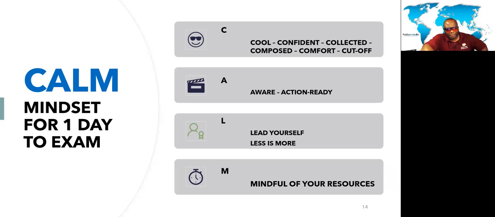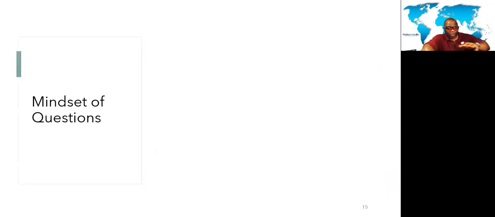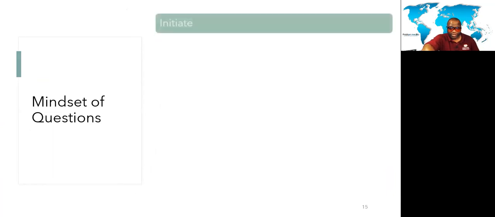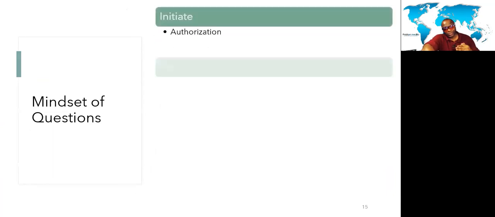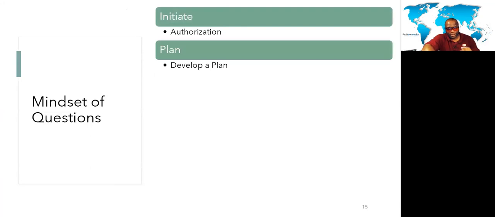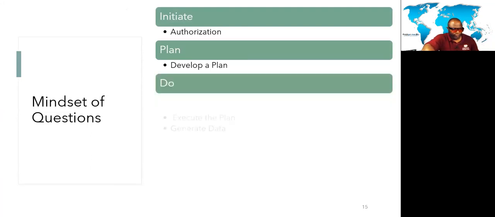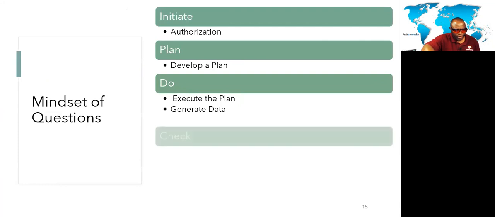Now, let's talk about the mindset. The bottom line is this: in all of project management, whatever the domain, whether you're going to say it's people, process, or business, or whether you're going to say it's agile or hybrid, the bottom line is it's going to fall into initiating, which is authorization, planning, developing a plan, sprint planning, and all that stuff. Or it's going to fall into the doing, the sprint itself, the daily scrum, right? The executing of the work, the generating of data.